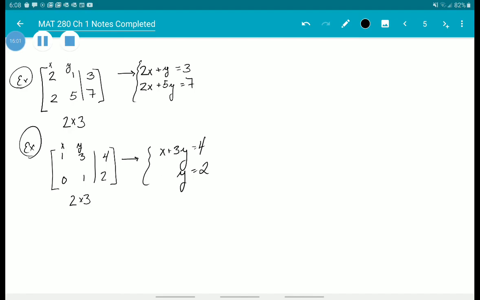So there's our basics about matrices. How can we identify dimension, and how can we go into augmented form and take a system and pull it out of augmented form. In the next video, we're going to talk more about row operations and some special forms of matrices called reduced row echelon form and row echelon form.